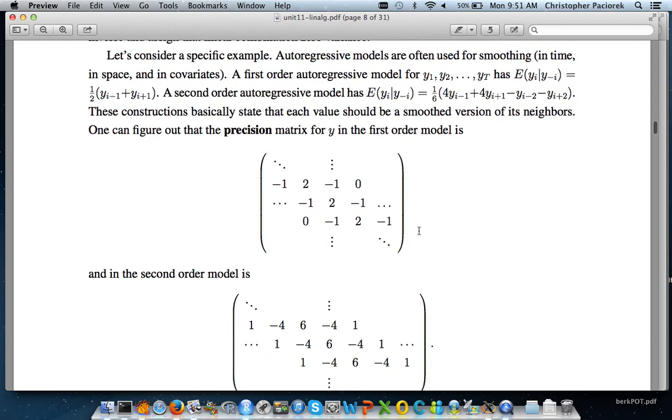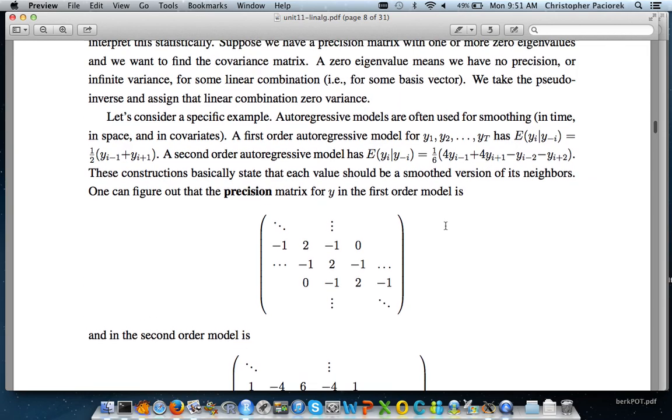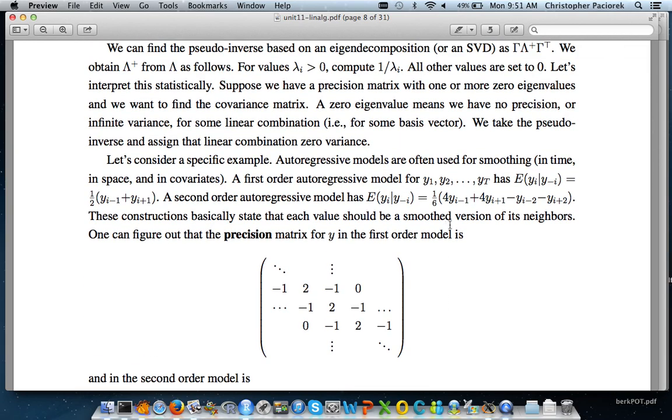Okay, so what does it mean if I do that? Well, let me give you an example and we'll see what happens. There are models that are called autoregressive models. These come up in time series and when you're doing smoothing of various sorts. A first order autoregressive model for y's for time 1 up through time capital T has that the expected value of y at the ith time point given all of the other y's, its mean is just the average of the value of the previous time point and the value of the next time point. So that's a first order autoregressive model.